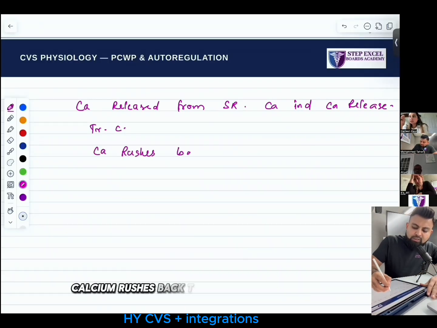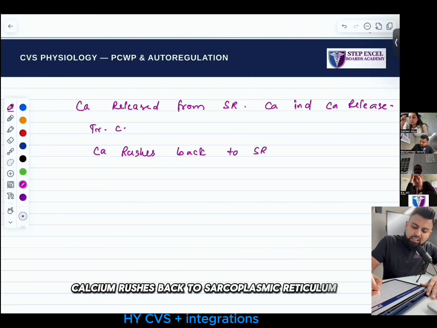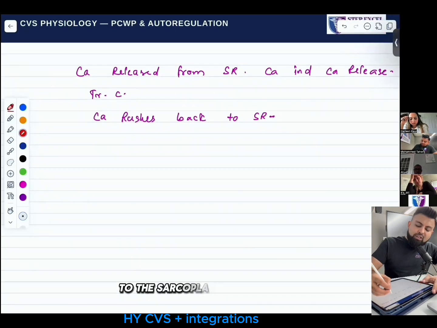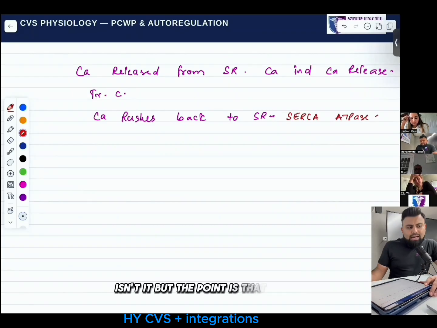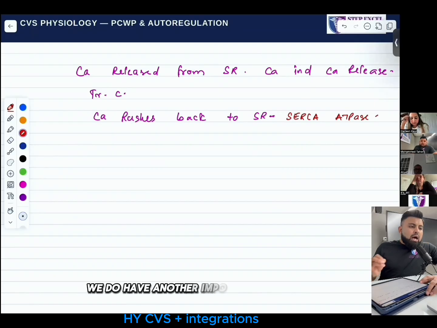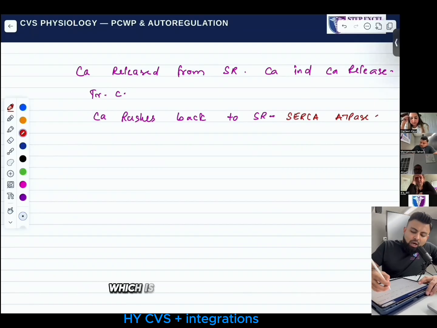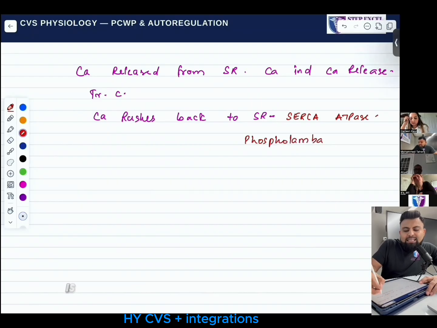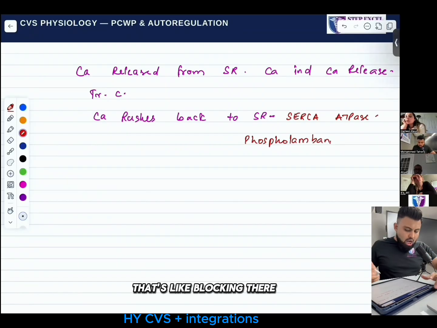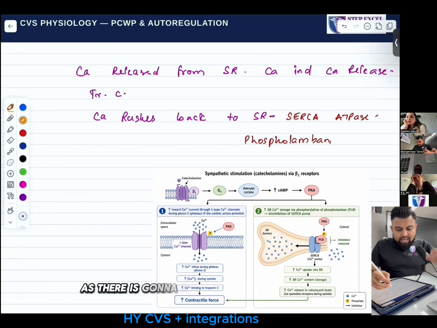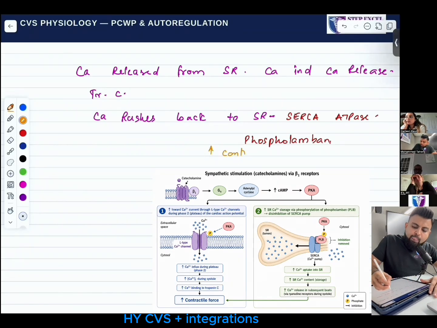Calcium rushes back to the sarcoplasmic reticulum, and this rushing back of calcium is via the SERCA ATPase, isn't it? That is studied in muscle contraction. But here we have another important component called phospholamban. This phospholamban is present in the sarcoplasmic reticulum like a door, blocking there.